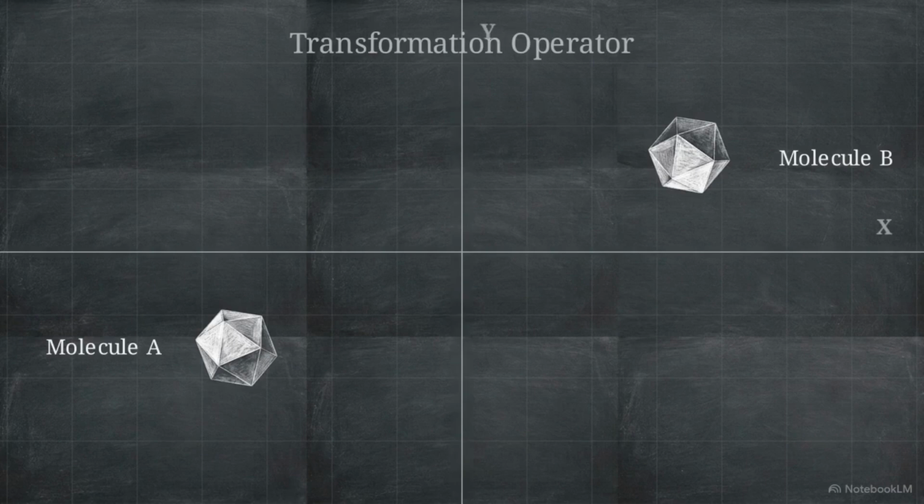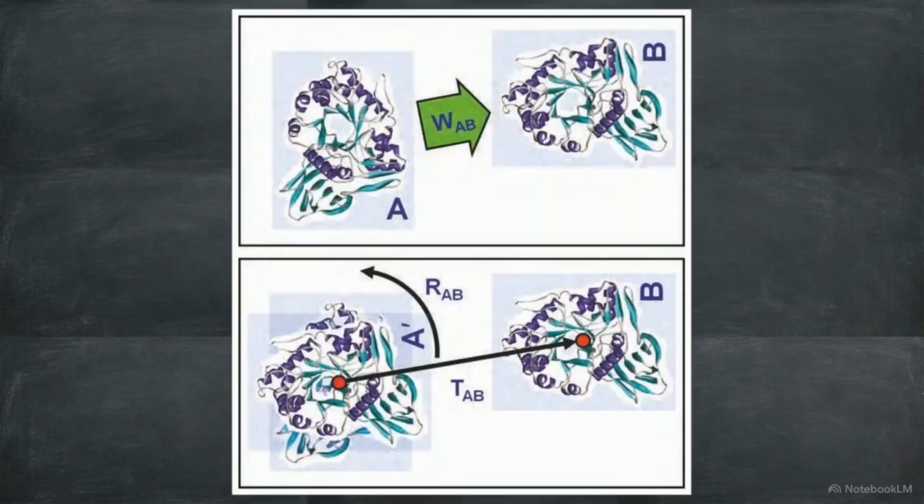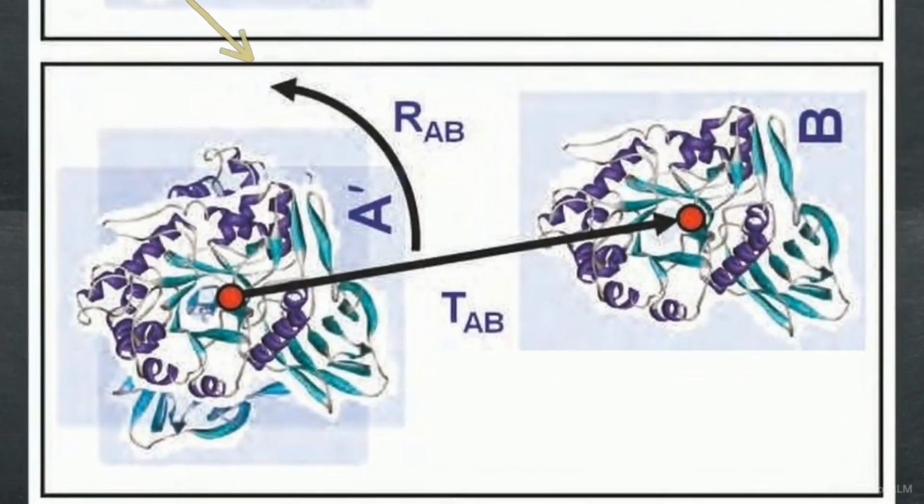In Cartesian space, this is the transformation operator W of R,T. Any general transformation mapping one object to another can be deconstructed into 2 absolute components. The first molecule is rotated around its physical center of mass, defined by matrix R. It is then subsequently translated to its new position, defined by vector T.